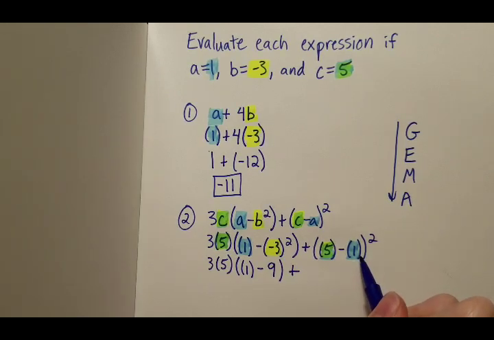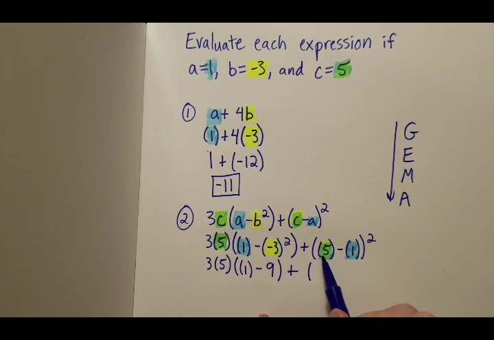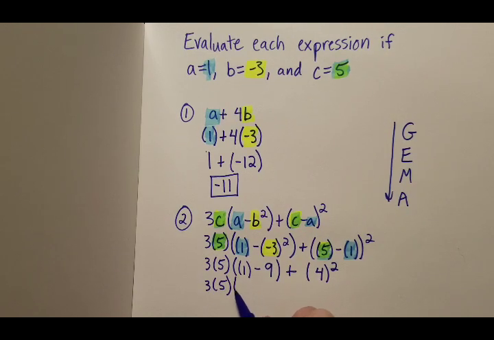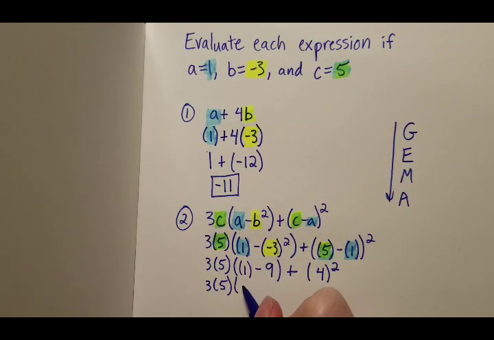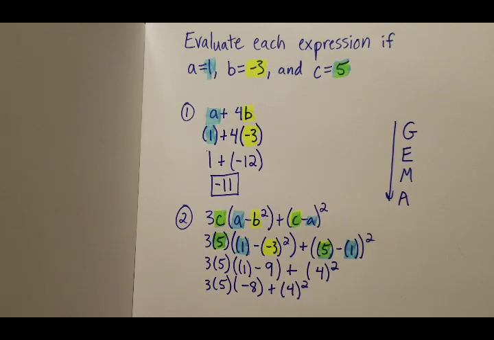Okay, and we can look inside our second pair of grouping symbols since it's separated by a plus. And in our second set of grouping symbols, we have 5 minus 1. So we could evaluate that to 4. All right, on our next line, we still have parentheses over here that we need to finish evaluating inside of. So we're going to keep that 3, keep that 5. 1 minus 9 gives us negative 8. And then we still have this 4 squared.